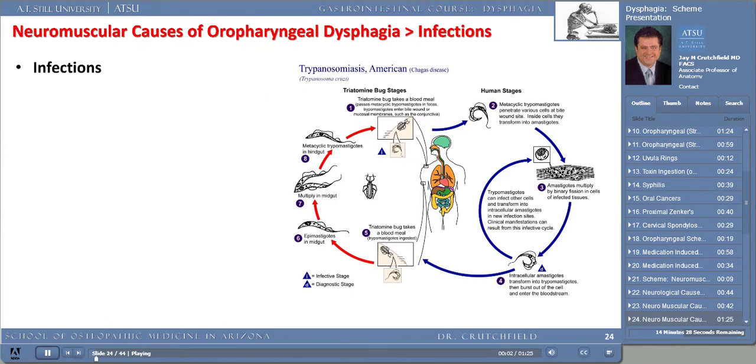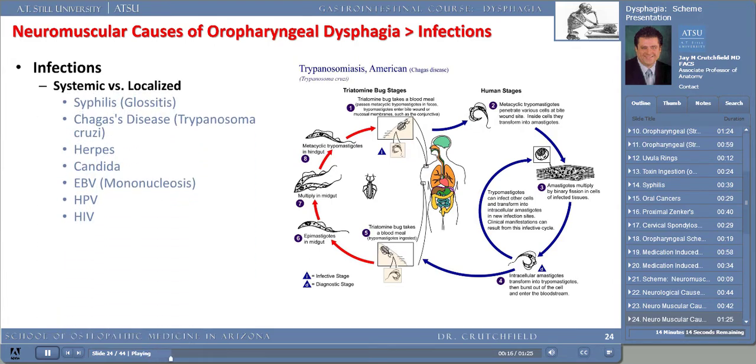If you look back at the scheme, we probably should have a box for infections as a cause of dysphagia. But the infections and their side effects, for example, can cause strictures or burning or odynophagia. These can all usually be seen as a cause of oropharyngeal dysphagia, and we've mentioned some of these. For example, syphilis, which is a systemic disease, can cause a glossitis. You saw pictures of that.